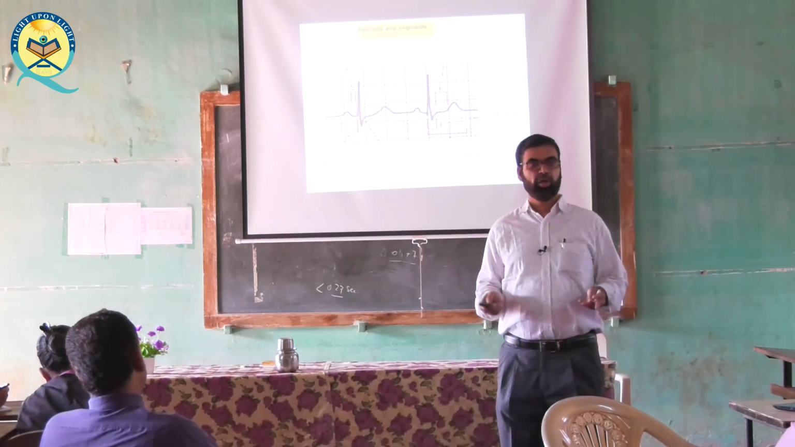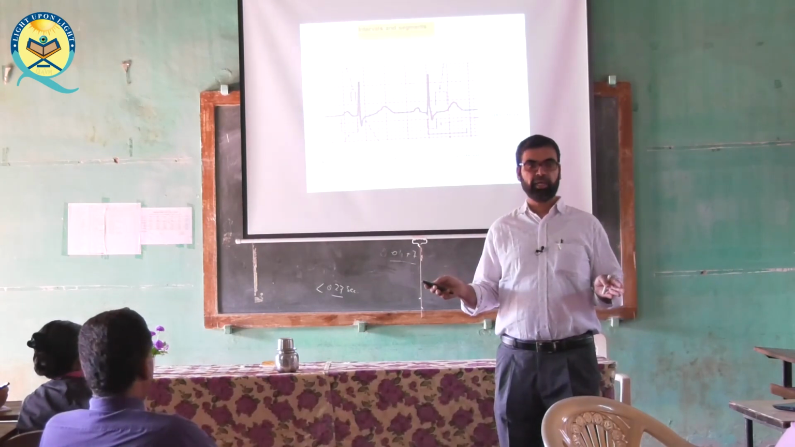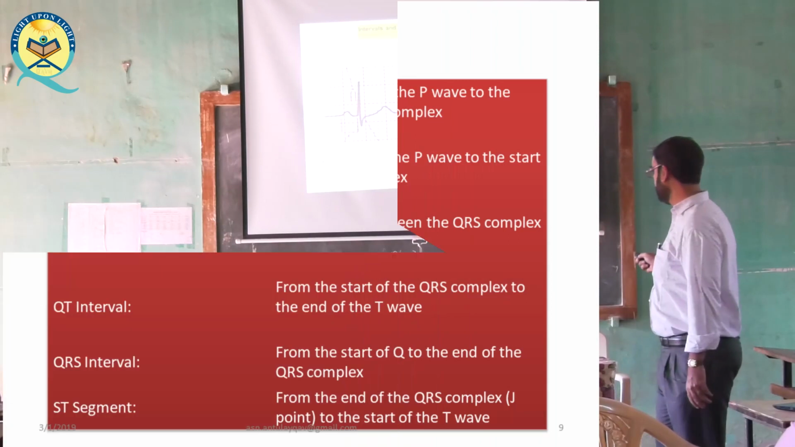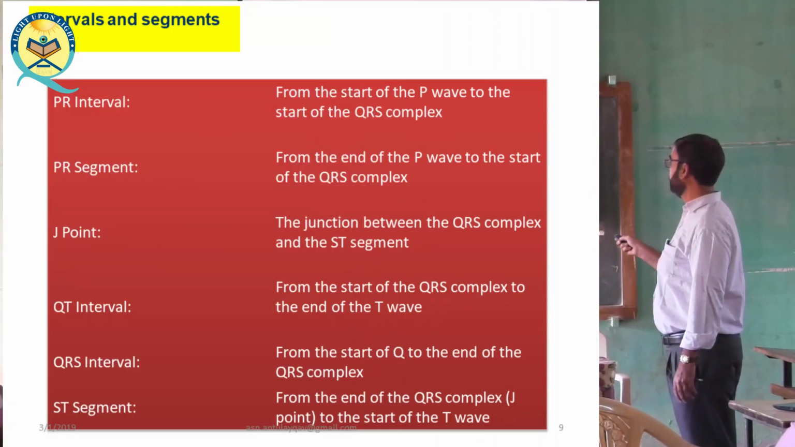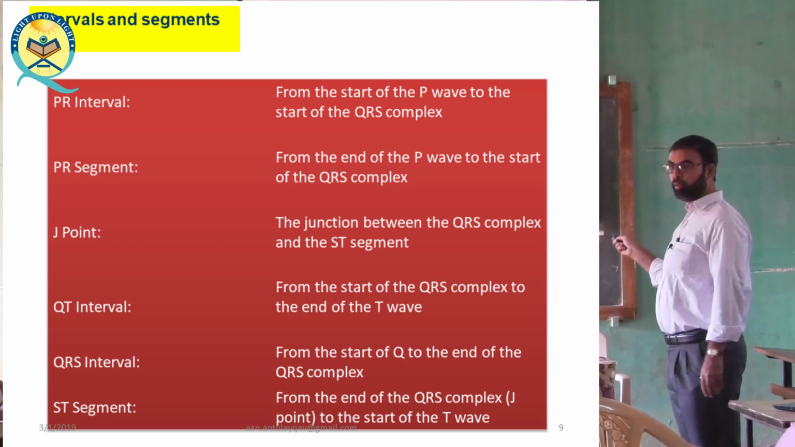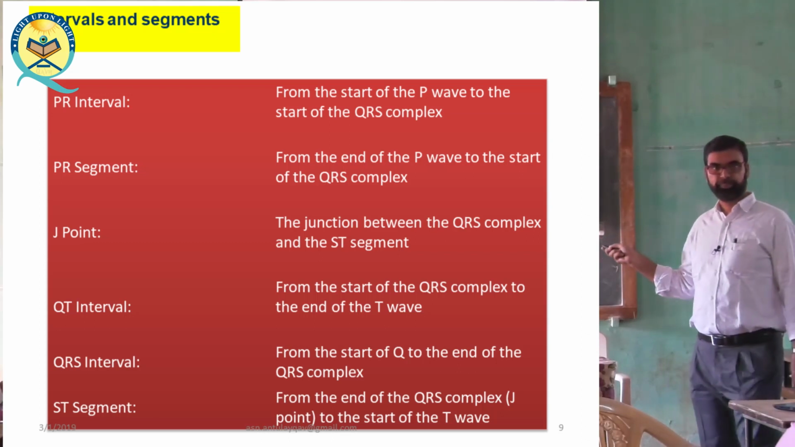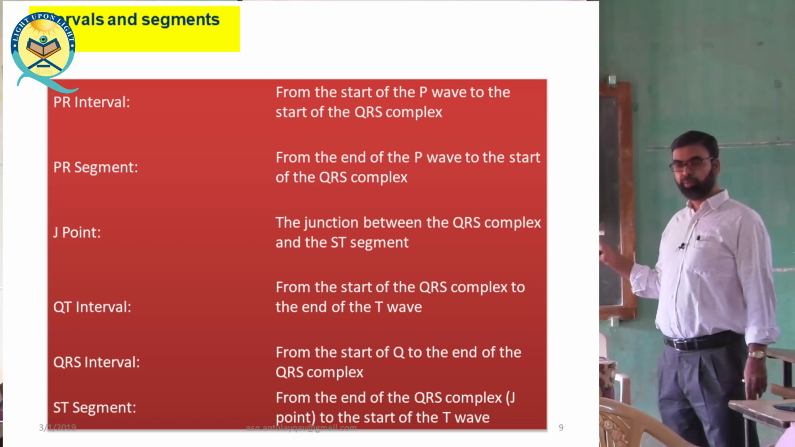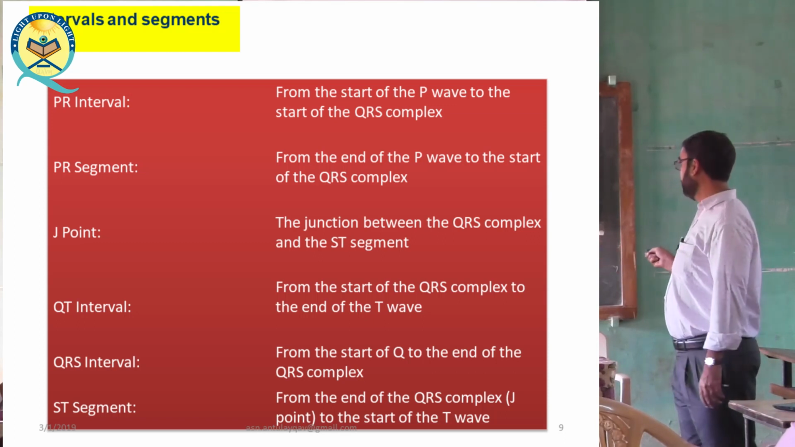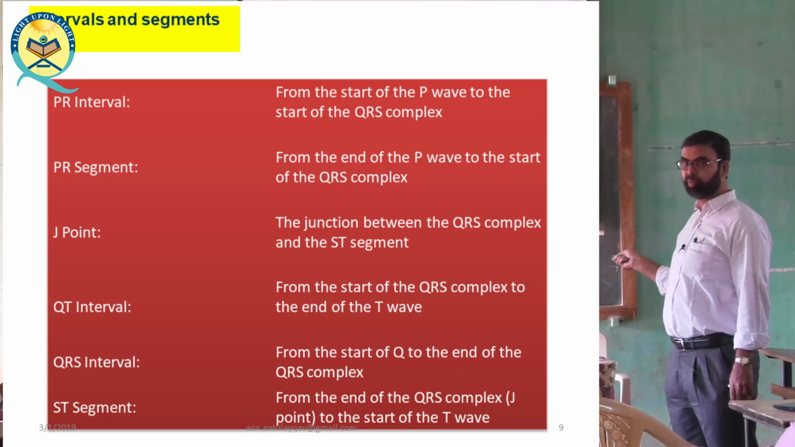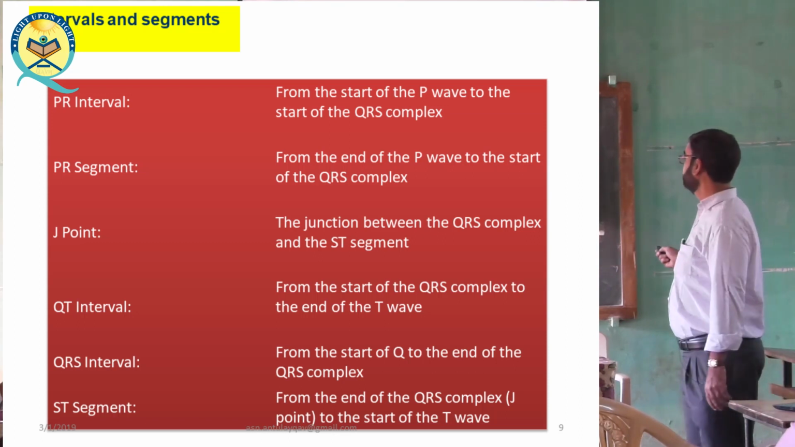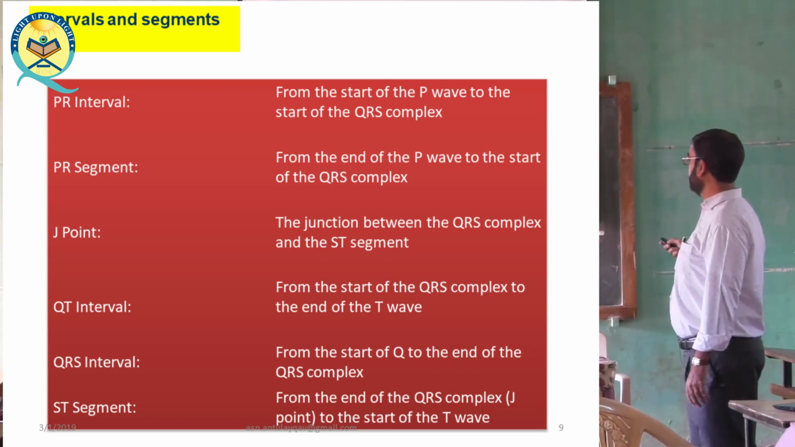Or you can consider normal QT interval is half of the RR interval. Normal RR interval is 0.8 second, one cardiac cycle. So normal QT interval is half of the RR interval. So 0.8 वो है तो ये कितना होगा? 0.40 seconds. Got it? Now QRS complex हो गया, QRS interval, all these are okay.